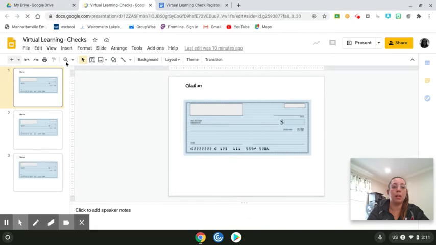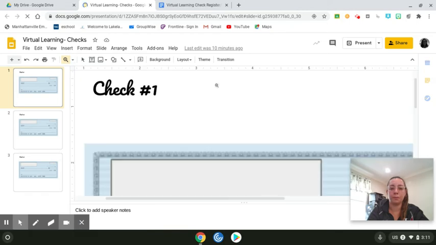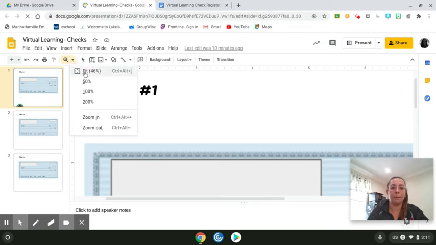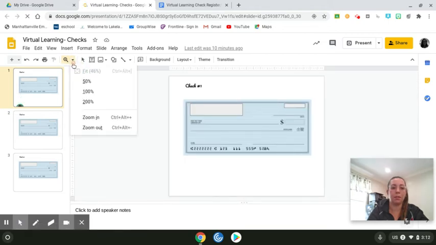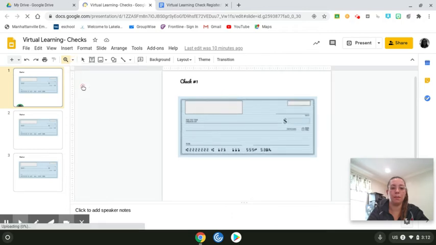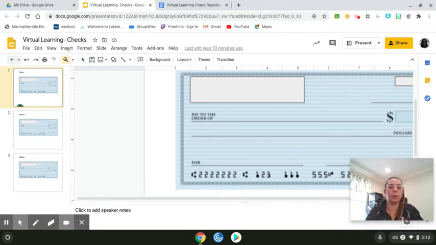So I'm just going to make this a little bit bigger so we can see. Here we go. Ooh, that's too big. That's a bit too big. Let's fit it. That's too small. 50%. That should work.